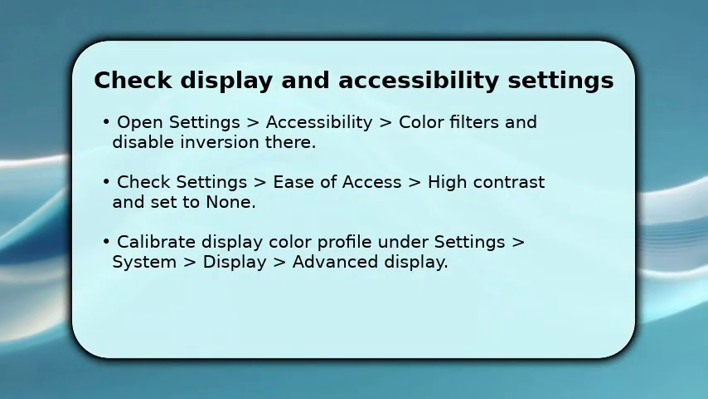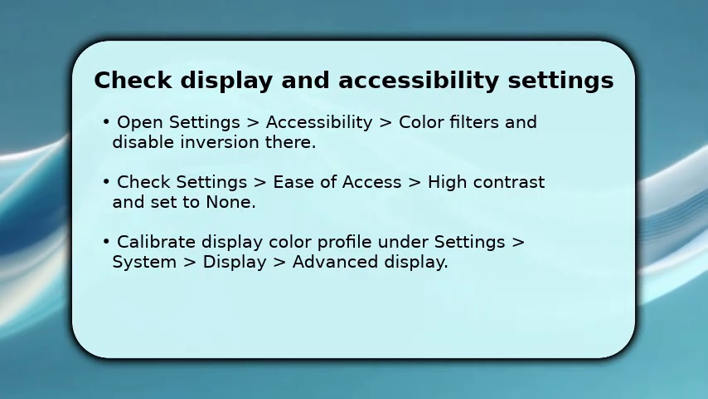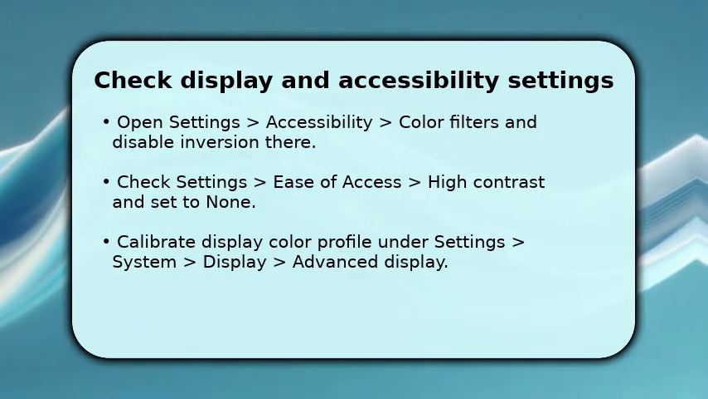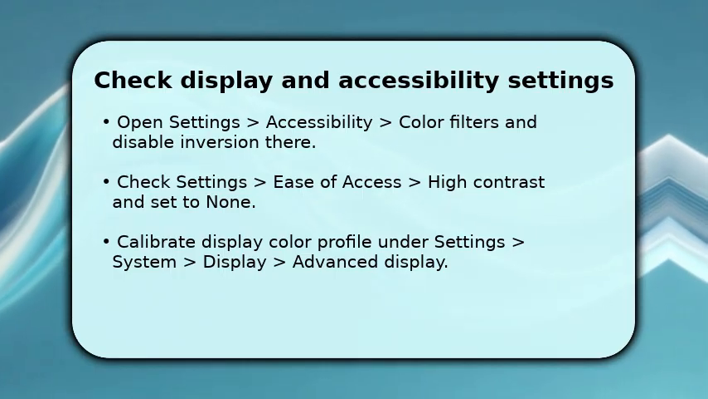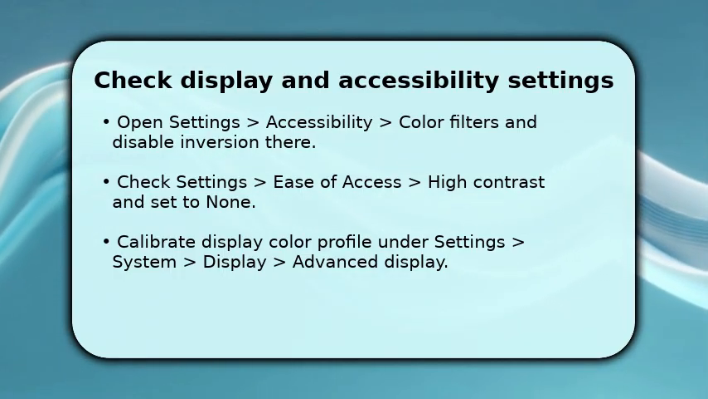If toggles did not help, check accessibility and display settings carefully. Open Settings, then Accessibility, then Color Filters, and disable inversion there. Next, go to Ease of Access, then High Contrast, and set the theme to None.